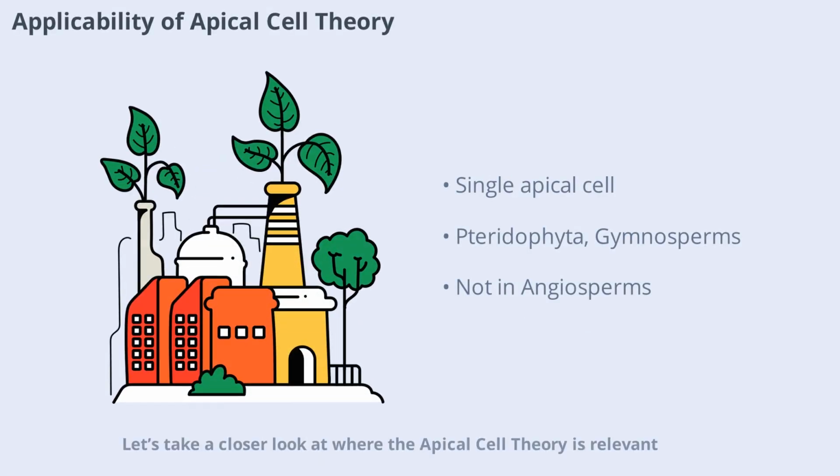Let's take a closer look at where the apical cell theory is relevant. In Pteridophyta and Gymnosperms, the root apex is organized around a single apical cell. This cell is the origin point for all other root tissues. However, in Angiosperms, the root apex is more complex and does not rely on a single apical cell. Instead, multiple groups of cells contribute to root growth. This difference highlights the evolutionary diversity among plant groups and shows how different strategies have evolved for root development.